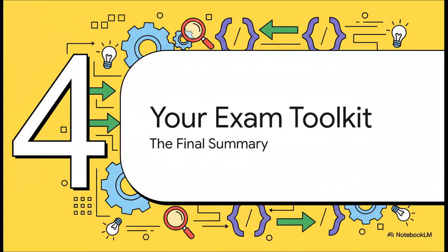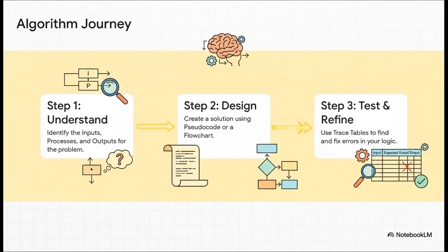Okay, let's pull all of this together. Think of what we've just covered as a powerful, compact toolkit that you can take with you right into the exam hall. And here it is, your three-step plan for any algorithm question. 1. Understand the problem: find the inputs, processes, and outputs. 2. Design a solution using either pseudocode or a flowchart. And 3. Test that solution with a trace table to find and fix any bugs. Just remember those 3 steps and you'll always have a clear path forward.